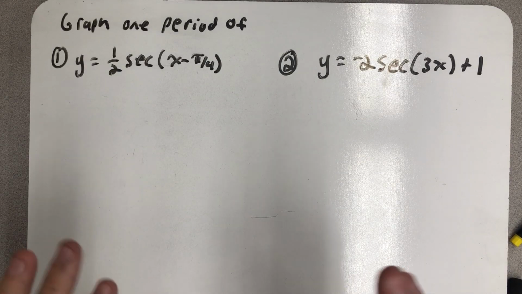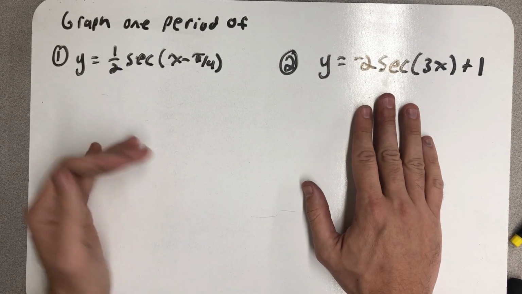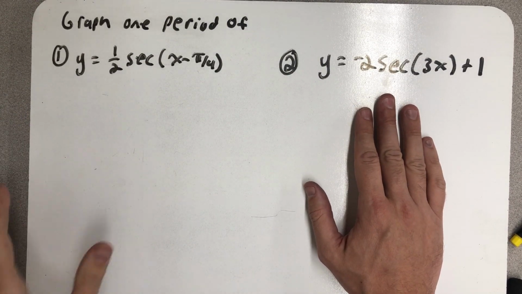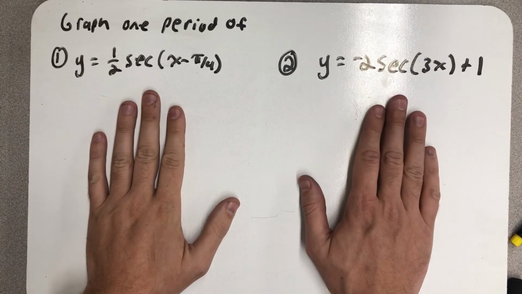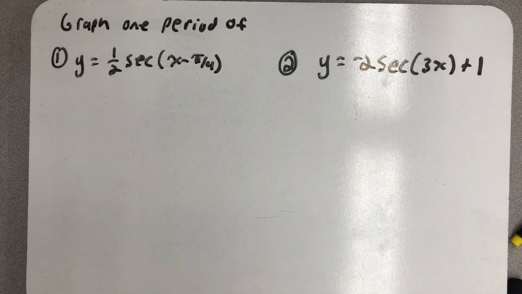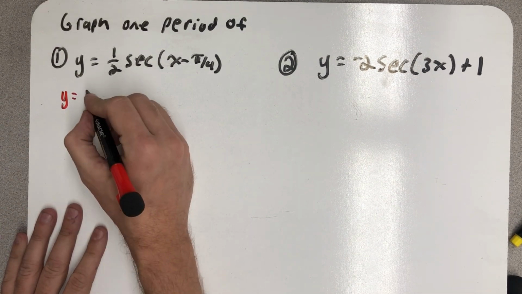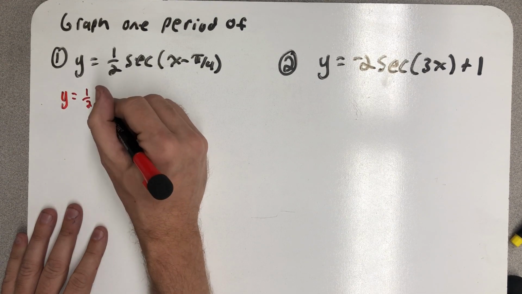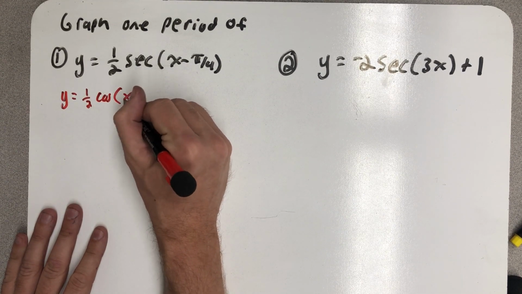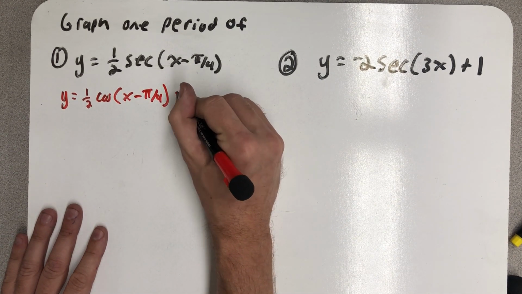In this video, we're going to graph one period each of these two secant graphs. Here, y equals 1/2 secant of x minus pi fourths, and in problem number 2, y is equal to minus 2 secant of 3x plus 1. Well, the way we graph a secant function is by first graphing a related guide function, which is just its reciprocal function with all of the same transformations done to it.